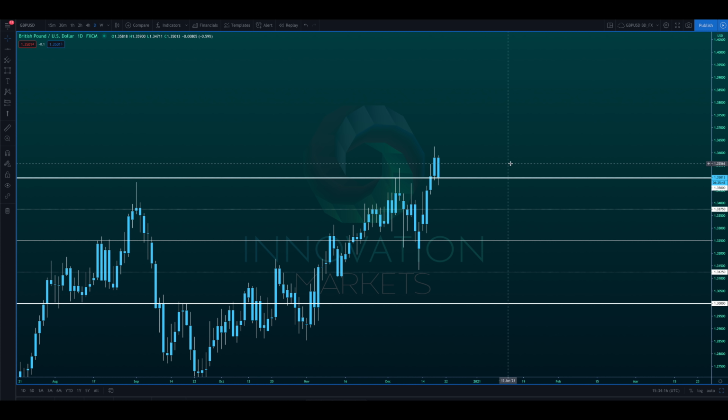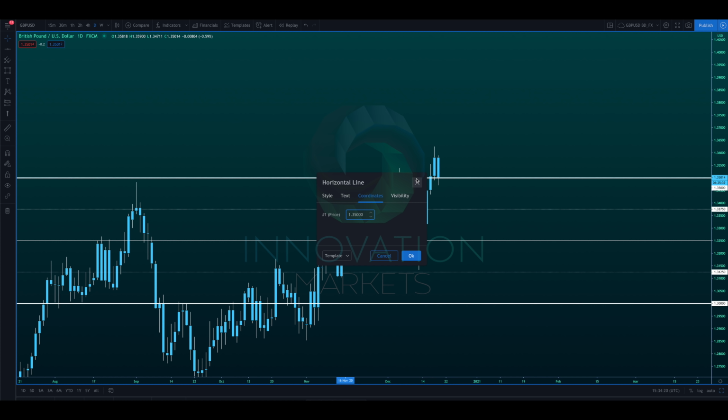So know that the thick white line, I don't label it up, which you can, but I don't like to label it up because I like to keep my charts as clean as possible to show me the candlesticks and exactly what I need to see. So a thick white line is monthly, a thin white line is weekly, and then the dotted lines in between are daily support and resistance levels.